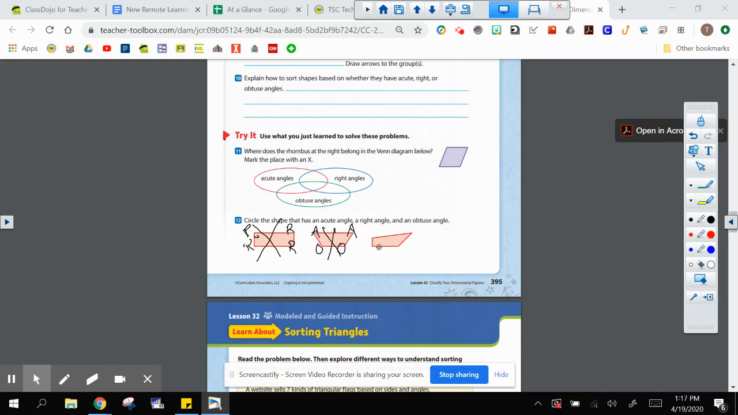Let's double check our last one. So we have a right angle here. That's a corner. This one looks like it's just an obtuse, just wide. This one's definitely obtuse, and this one is acute. So it wants to know which one has all three types of angles, and that's this one.